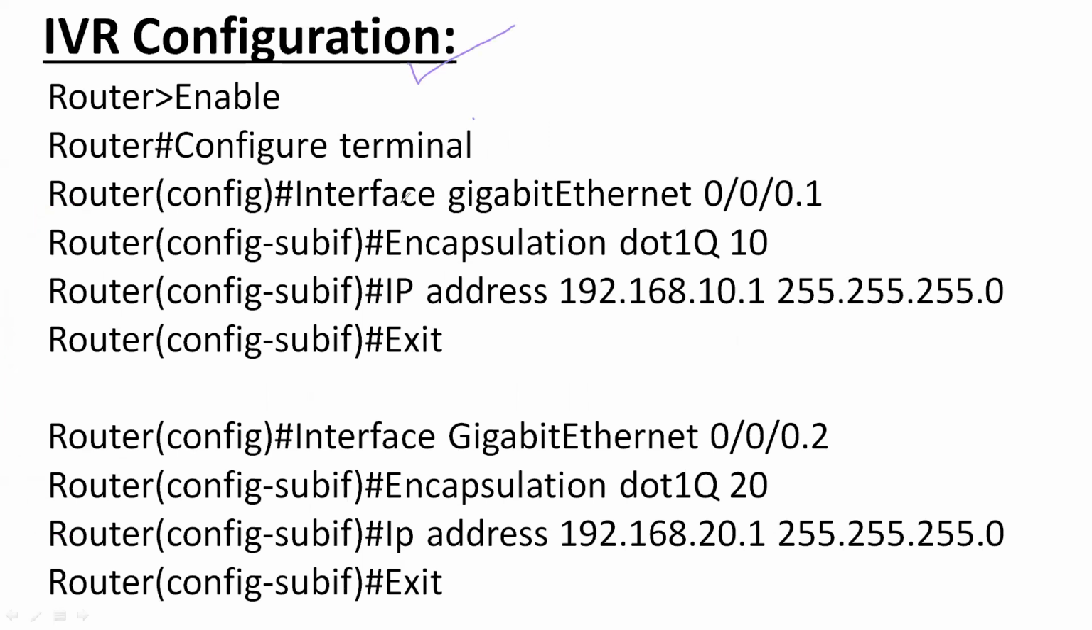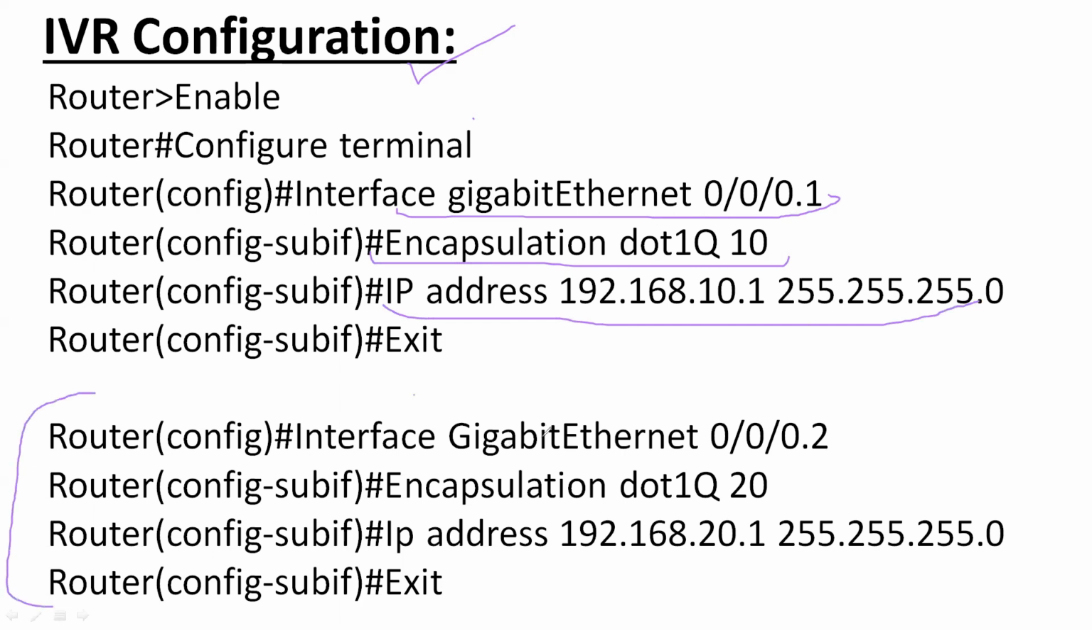Okay, this is how we can configure inter-VLAN routing on what? The router. So select the interface. First of all, this command is used to create the sub-interface. Then we have to provide the encapsulation dot1q and provide the gateway, that is the IP address. Then on the other router, first create the sub-interface, then provide the encapsulation and VLAN information and the IP address. So that is how we can do the configuration.